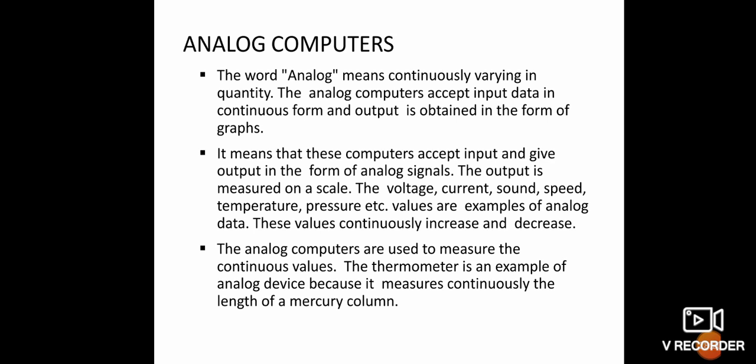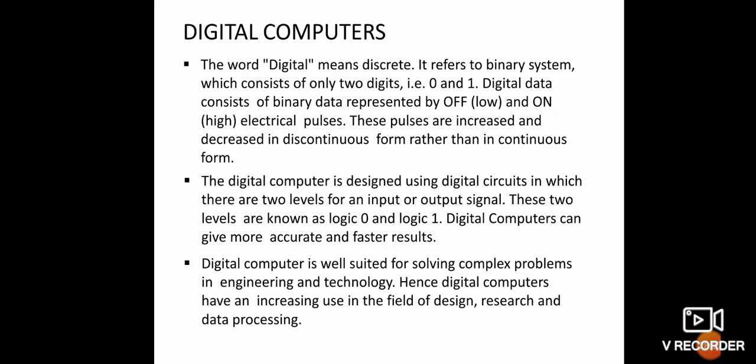The analog computer is used to measure continuous values. For example, the thermometer. You can see the mercury column, which will be automatically increasing and decreasing in its own way. That is the analog data.